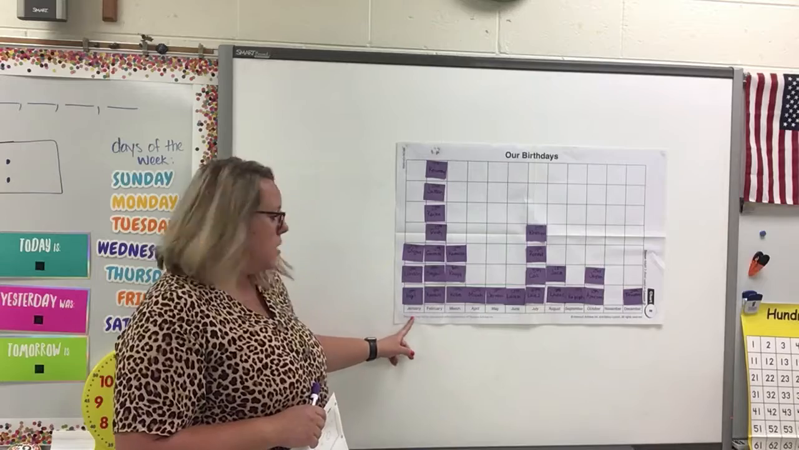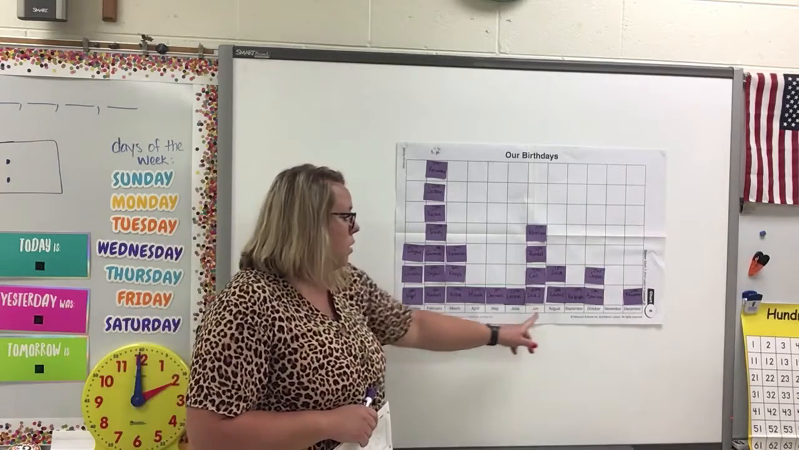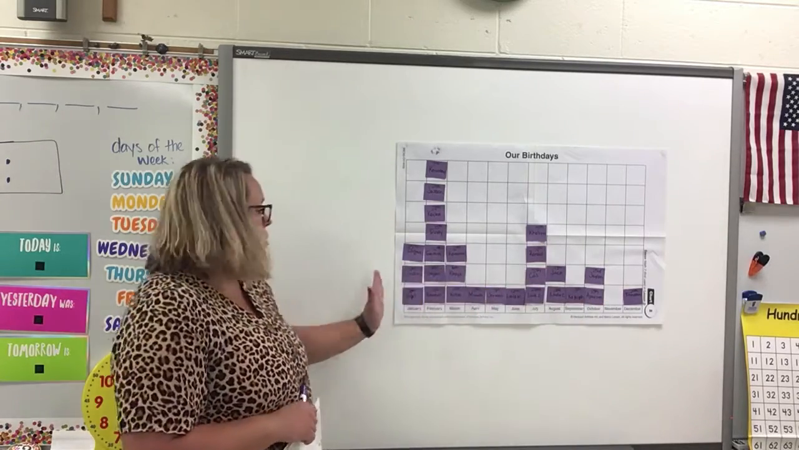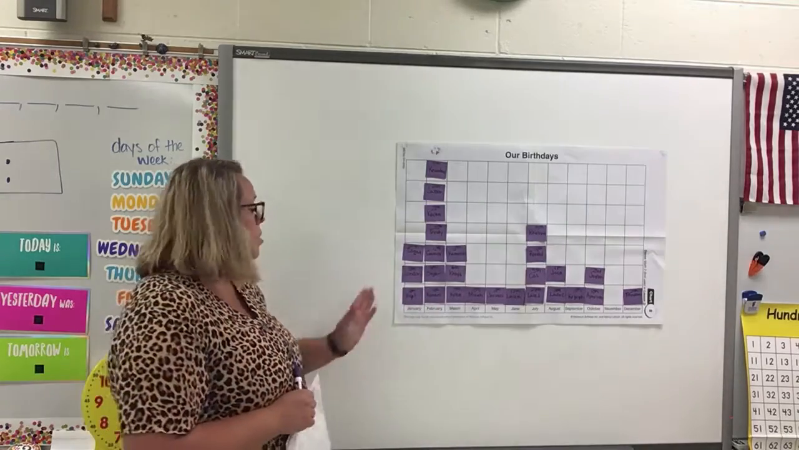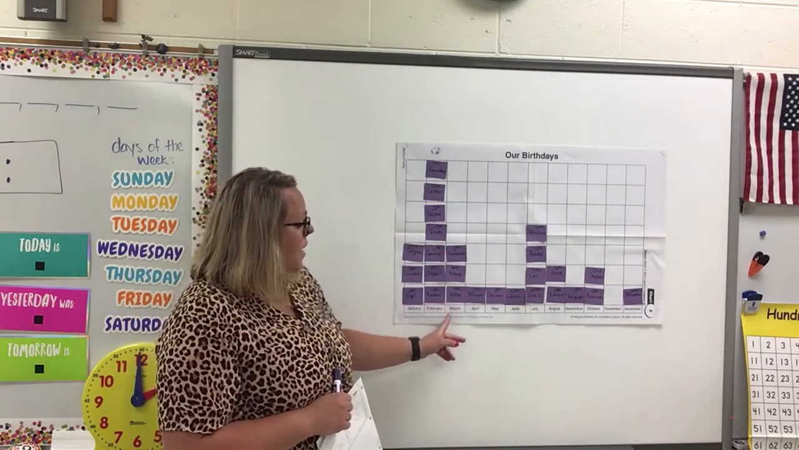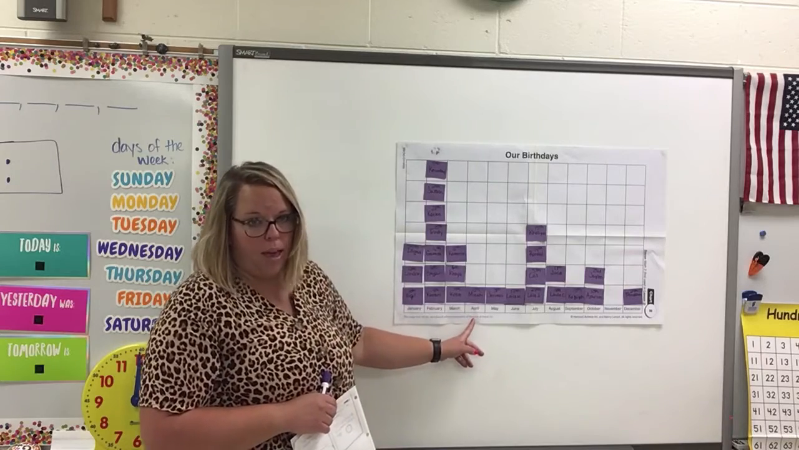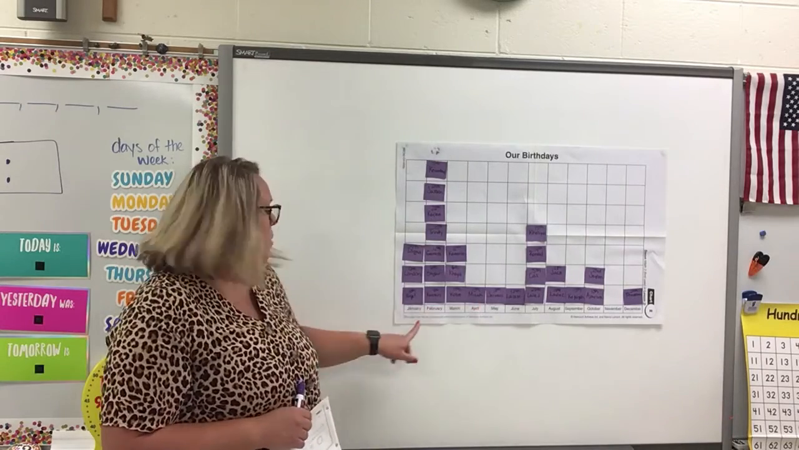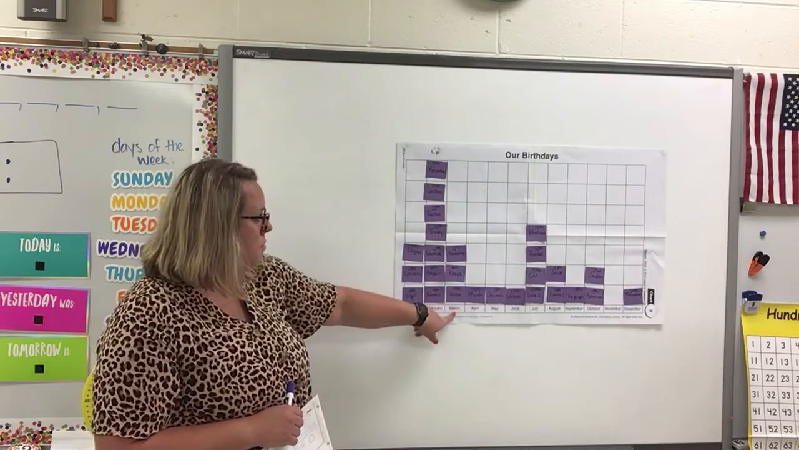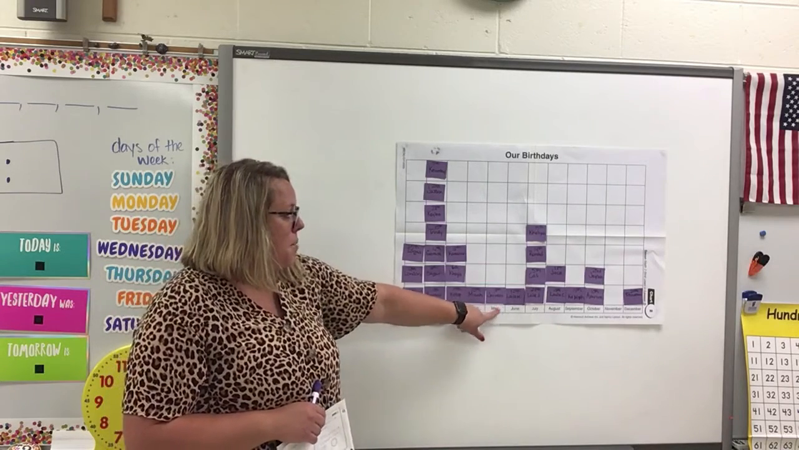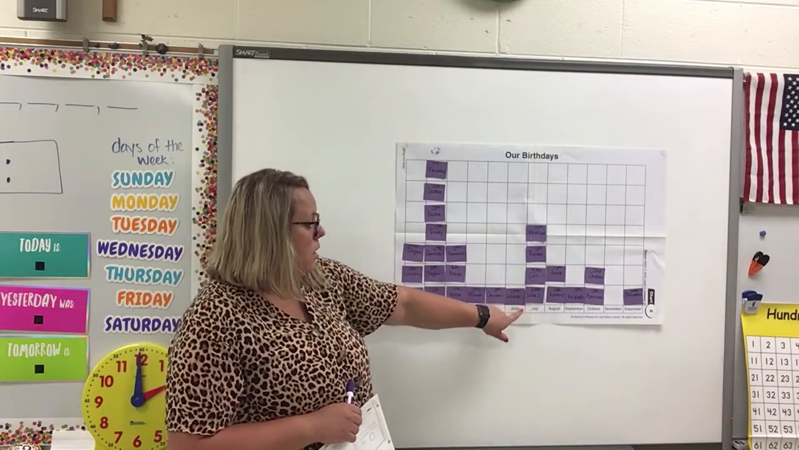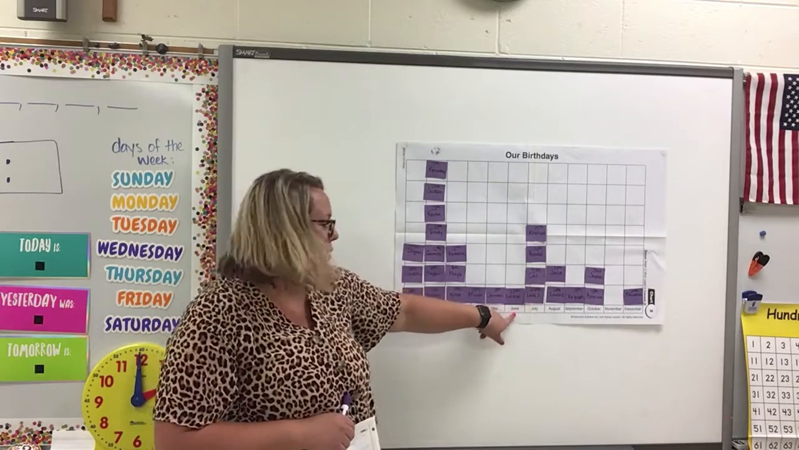Remember that our graph is gonna start with January and it's going to work all the way to December. So I like to start at the beginning because it helps me to stay in order. So which months have exactly one birthday? Well, I can start here, can't I? January, February, March, April. So April has one birthday, May has one birthday, June has one birthday.